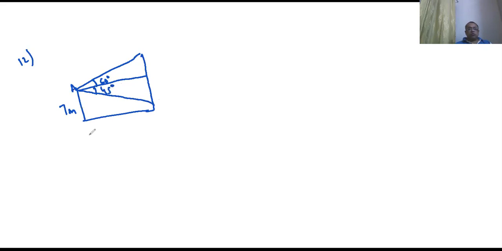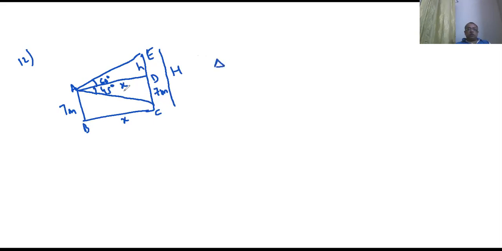So the height of the building is 7. And the height of this tower is unknown, but this part is going to be 7. Let's put this, this can be assumed as small h. This whole height is capital H. Let the base be x. So if this is x, this will also be x. So this is going to be the figure for our question number 12.